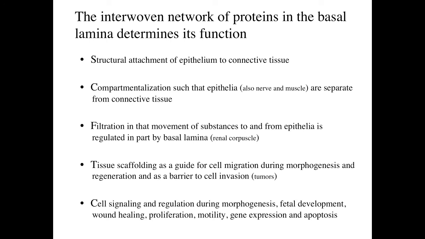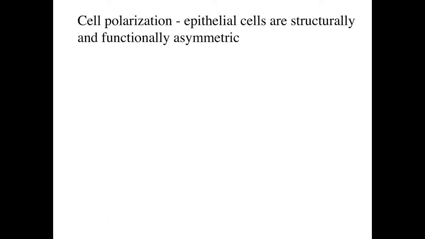The basal lamina can serve as a tissue scaffold guide for cell migration during morphogenesis and regeneration, and it can also serve as an important barrier to invasion of cells during tumor metastasis. The basal lamina plays a role in cell signaling and regulation during morphogenesis. It plays the same role in fetal development, in wound healing, in proliferation. It's involved in motility of cells, and because it has receptors in the membrane that will recognize proteins in the basal lamina, it can play a role in gene expression and also in apoptosis or cell death. Something we're going to talk about in more detail as we go along in the course.